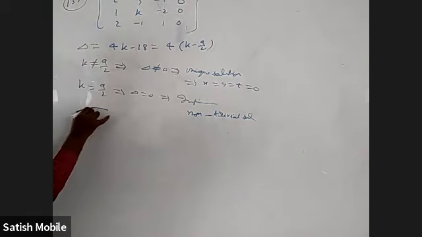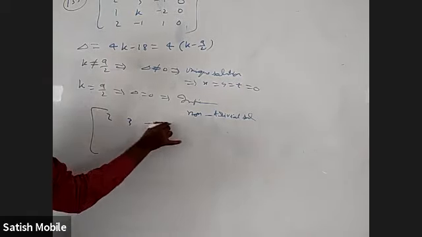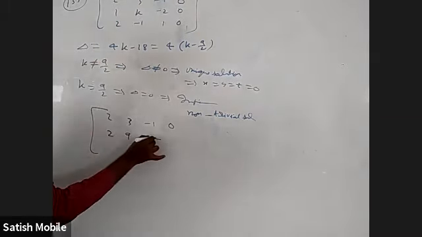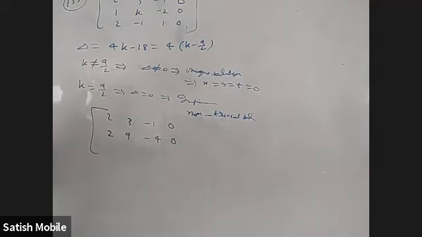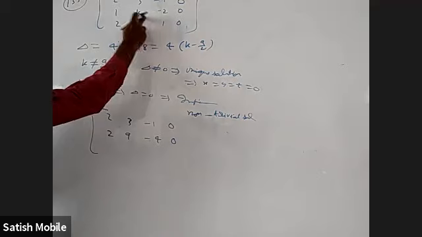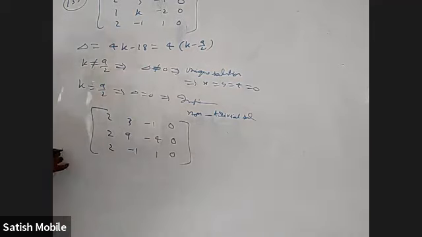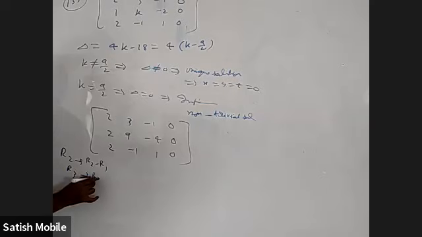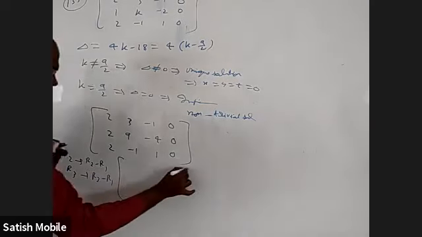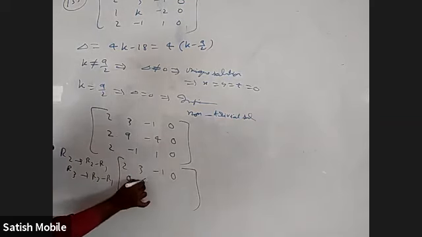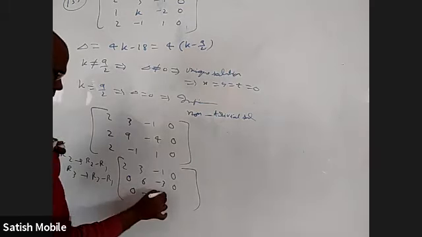The first equation is 2, 3, minus 1, 0. In the second equation, instead of 9 by 2, I'll multiply by 2 straight away, so it becomes 2, 9, minus 4, equal to 0. The third is 2, minus 1, 1, 0. Now I can simply do R2 as R2 minus R1, R3 as R3 minus R1. The first row stays 2, 3, minus 1, 0; the second becomes 0, 6, minus 3, 0; the third becomes 0, minus 4, minus 2, 0.